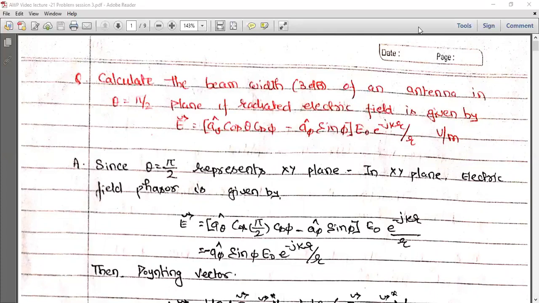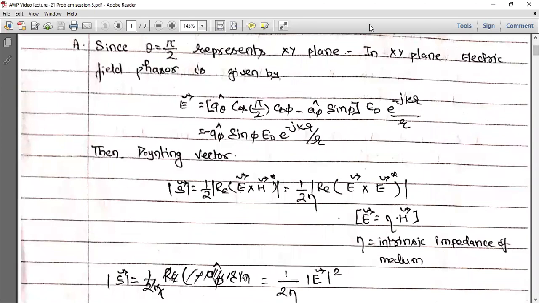Now, if you want to find the electric field intensity in theta equals to pi by 2 plane, you should substitute theta equals to pi by 2 in this whole expression. So the resultant electric field in theta equals to pi by 2 plane is given by a theta cap cos pi by 2 cos phi minus a phi cap sin phi, E0 e to the power minus j k r upon r. E0 is the peak value of electric field intensity and is supposed to be an arbitrary constant, and e to the power minus j k r upon r is the term responsible for the retardation. So cos pi by 2 is 0, and we have electric field intensity given by minus a phi cap sin phi E0 e to the power minus j k r upon r.